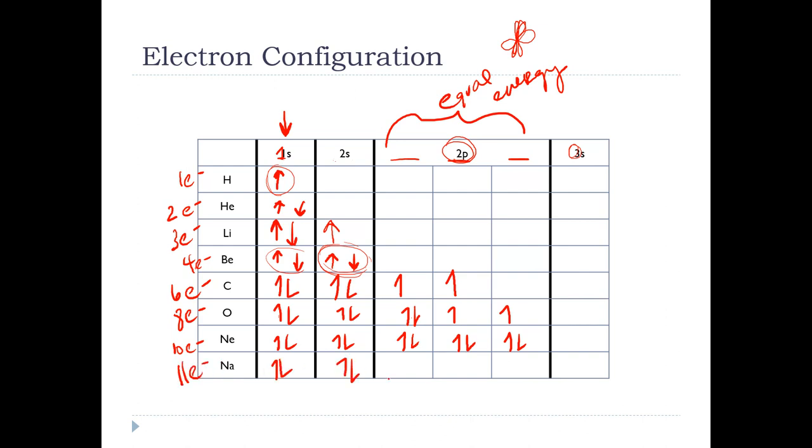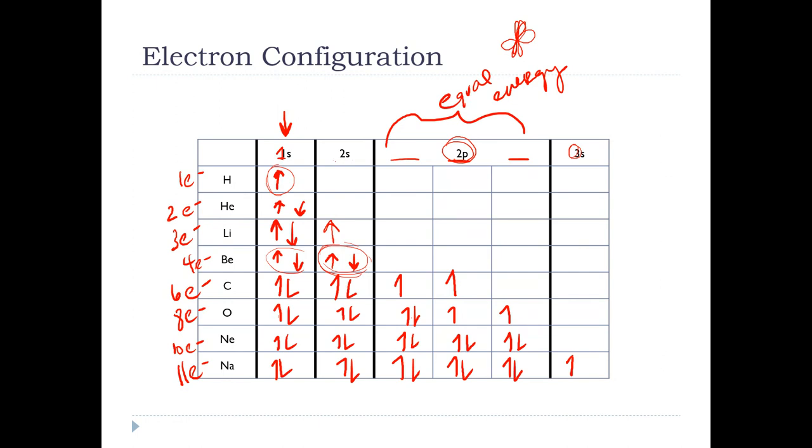1, 2, 3, 4. We're getting good at this, right? 5, 6, 7. We need to go back and fill in 8, 9, 10. Where's electron number 11 going to go? Yes, right there in the 3s orbital. So this is the electron configuration of sodium.